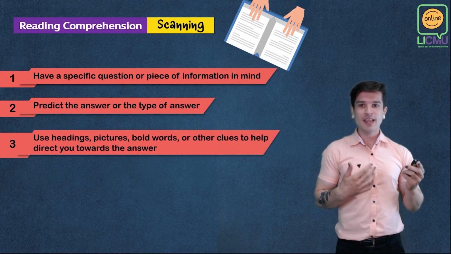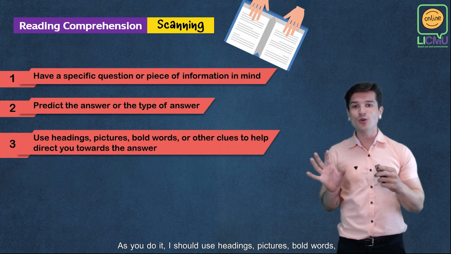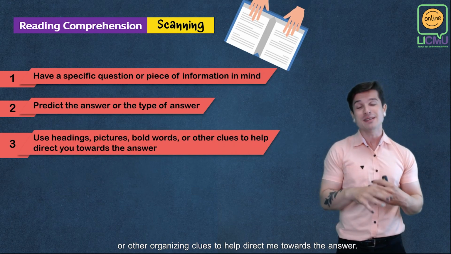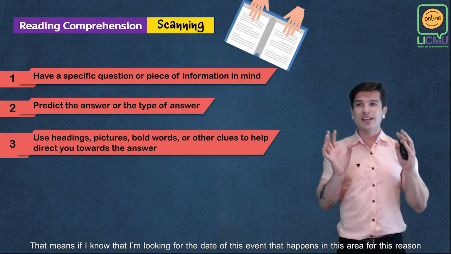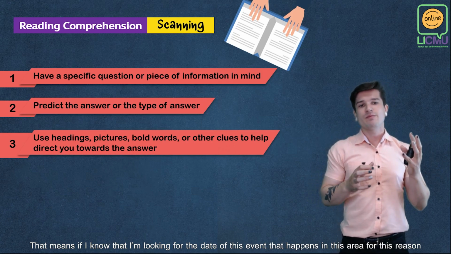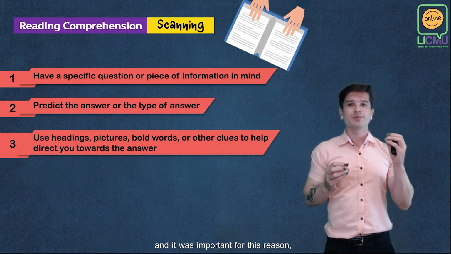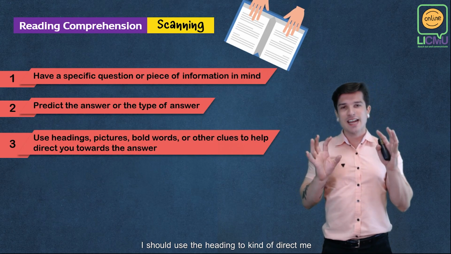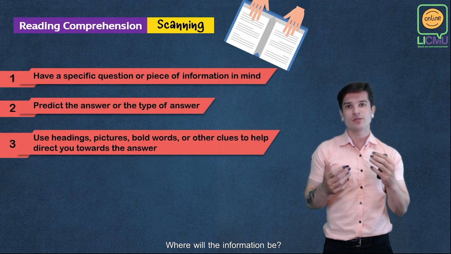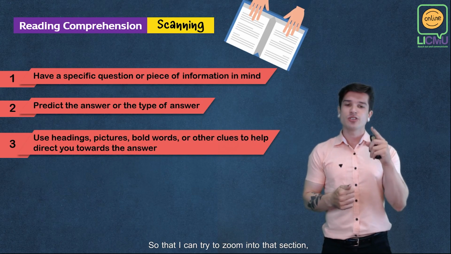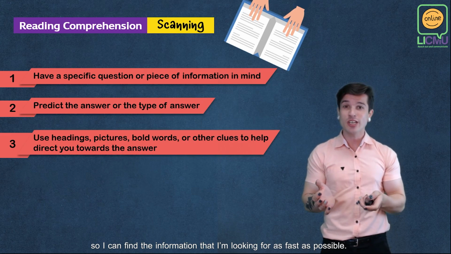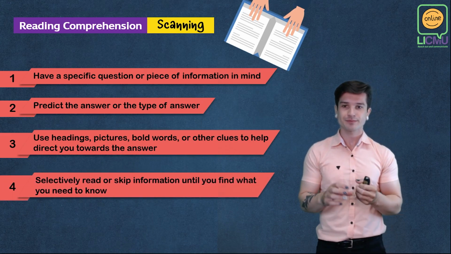As you do it, I should use headings, pictures, bold words, or other organizing clues to help direct me toward the answer. That means if I know that I'm looking for the date of this event that happened in this area for this reason, and it was important for this reason, I should use the headings to kind of direct me. What section will I think it will be in? What was this event related to? Where will this information be? So that I can try to zoom into that section so I can find the information that I'm looking for as fast as possible.